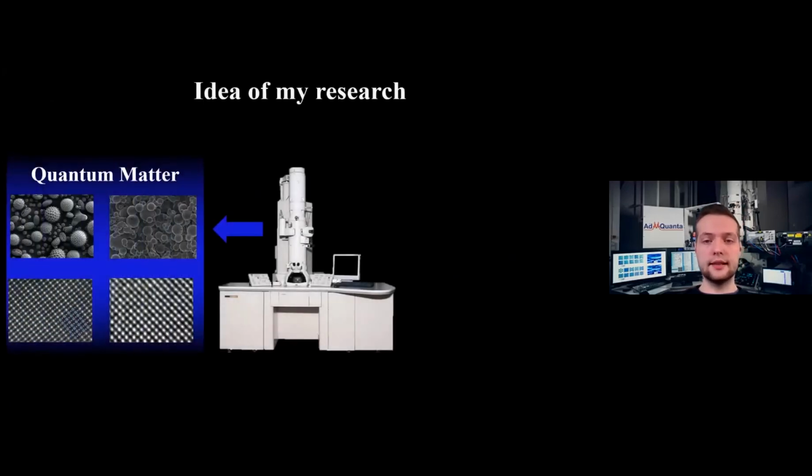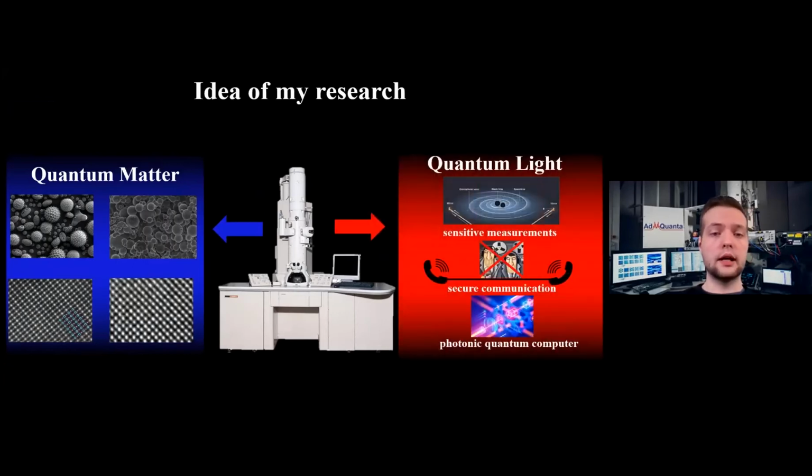We saw that electron microscope already can bring us to the quantum realm of matter, giving us possibilities to study nanoparticles, viruses, bacteria, different materials, and their atomic structure. What our lab is working on is to make electrons help to investigate the quantum world of light, where supersensitive measurements, secure communications, and photonic quantum computers are possible. In simple words, we want to shed some light on light by using electrons.